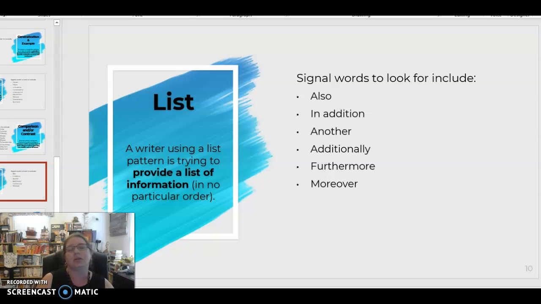If an author is using the list pattern, then they're going to use words like also, in addition, another, additionally, and you're going to move through multiple points almost in a list format. It doesn't necessarily have to look like a bulleted list with just single words or phrases. It can be written out, and each list item might be an entire paragraph. So you just have to look for some of these indicator words.